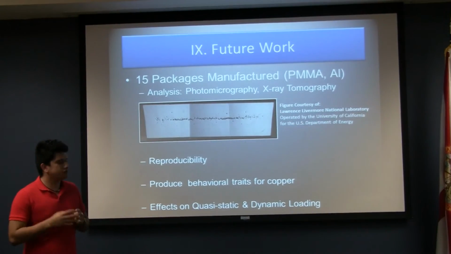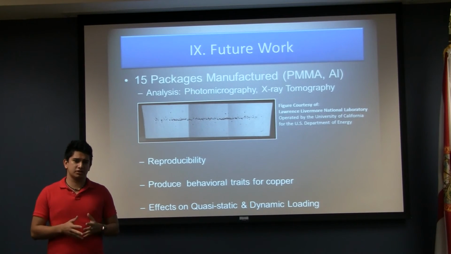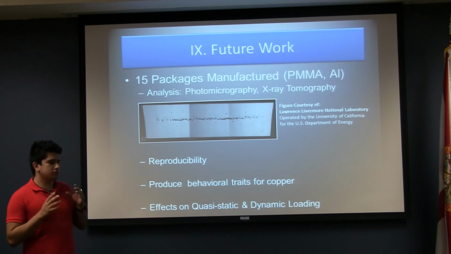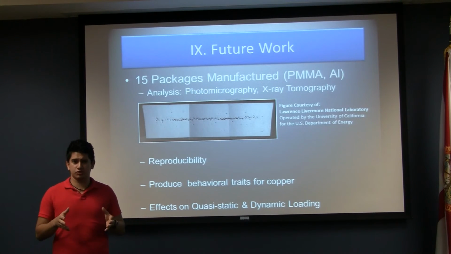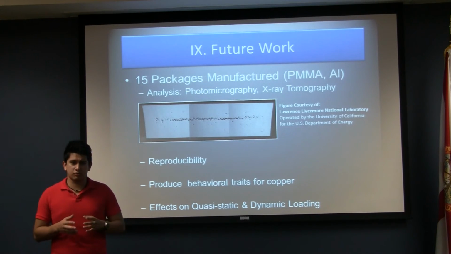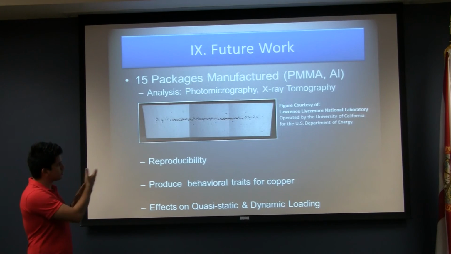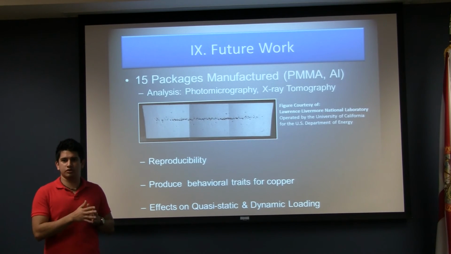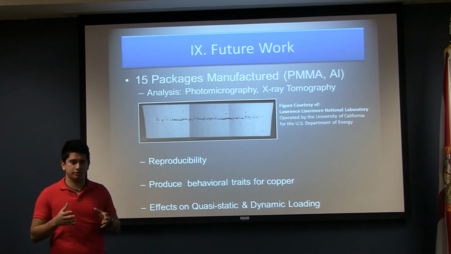Next slide, please. So the future work for this: we have been told that the AFRL has manufactured 15 packages, including PMMA as impactor and aluminum as well, with a copper target. After they conclude all the experiments, they will do photomicrography and X-ray tomography on the samples in order to analyze and understand what's going on inside each of the samples. Here's a picture from a national laboratory where they conducted similar experiments, and this whole plane and void nucleation will be something like that. Now, we want reproducibility of the experiments, and that's why they're going to continue doing these experiments throughout the year, trying to get the same results and the same anomalies to understand how everything is working.